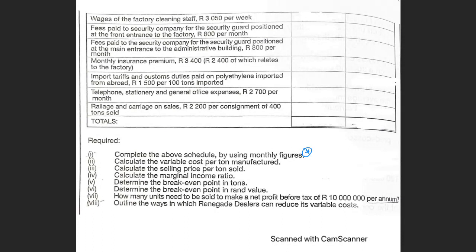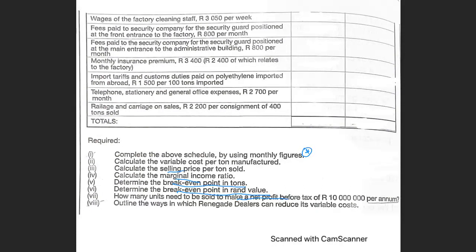And then they said to you to calculate the variable cost per ton, calculate the selling price per ton, calculate the marginal income ratio, the break-even point in units or in tons in this case, the break-even point in terms of sales revenue, and then how many units need to be sold in order to make a profit before tax of 10 million rand for the year.